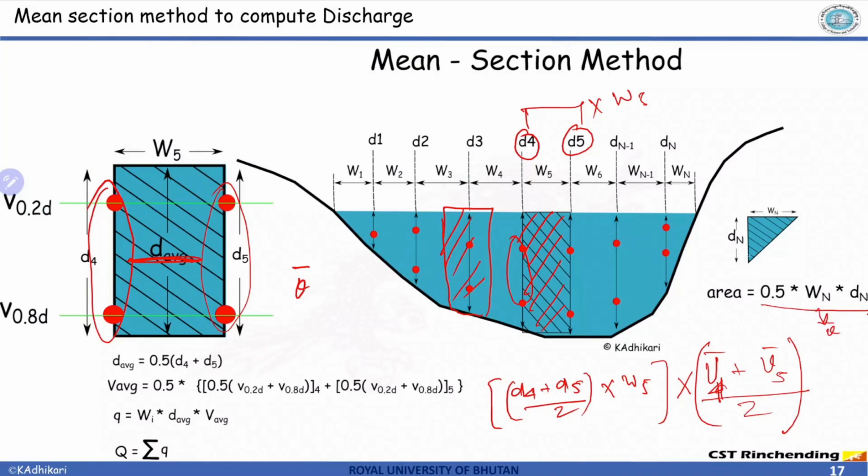You get the discharge for the end strip, and for the rest of the strips, like I explained, you choose the strip between the two verticals on which the velocity measurements are available. You average out the velocity at one vertical, you average out the velocity at another, and again you further average out the velocity. That becomes the average velocity of this strip, and that is multiplied by the area. Area is, you average out the two depths multiplied by the width. So that's how we calculate the discharge at a particular strip using the mean section method.